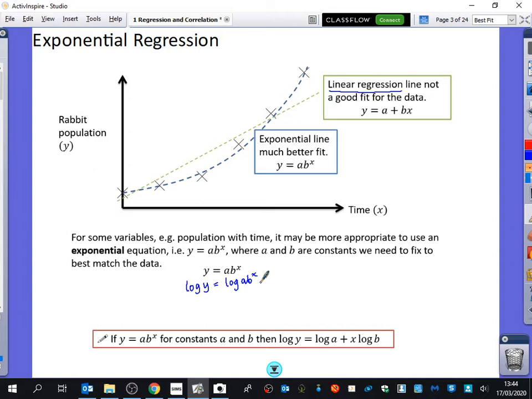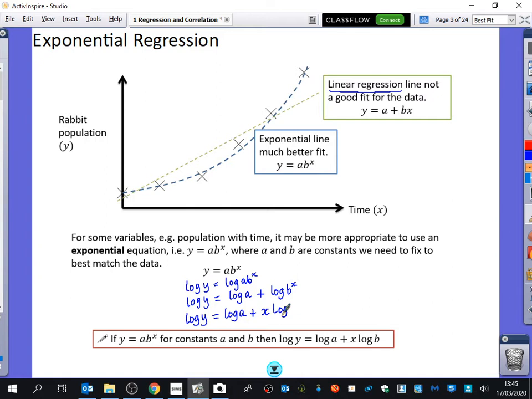Good. Can I just ask you why you separated them into two being added instead of pulling the x down? Because you were correct to do it that way. Because the x is only with the b. Good. The x is only applying to b. It is a multiplied by b to the power of x. So you can't pull the x down because it's not applying to both a and b. So we're going to get that log y equals log a plus log b to the power of x. And now I can pull the x down like this. So I end up with log y equals log a plus x log b.